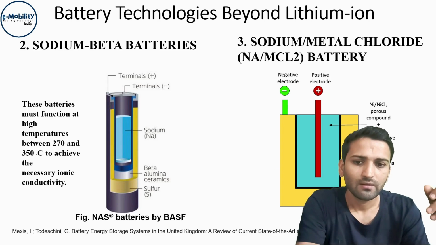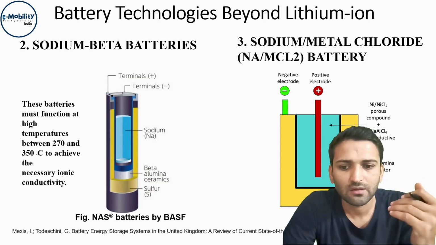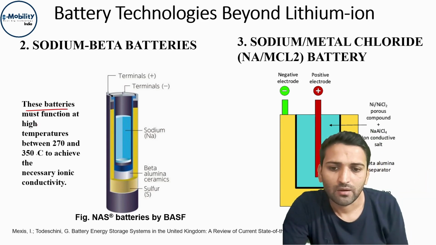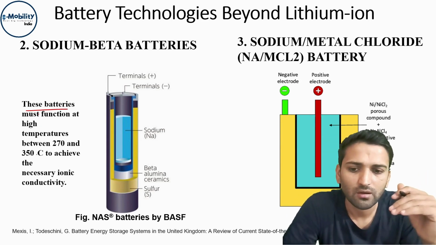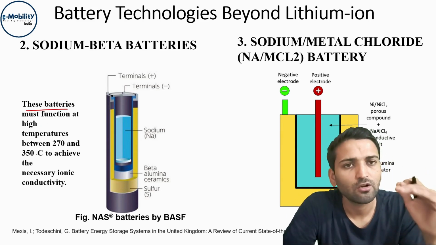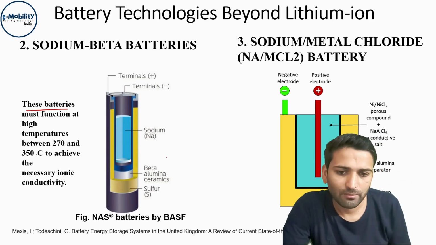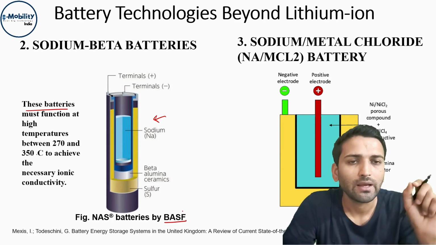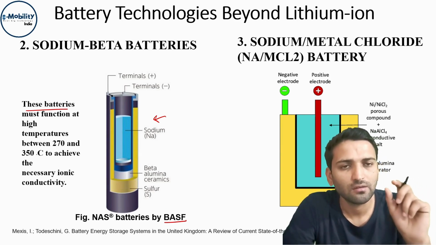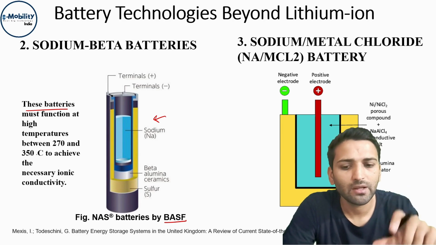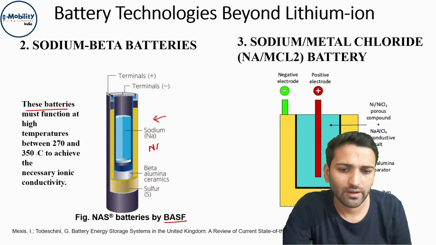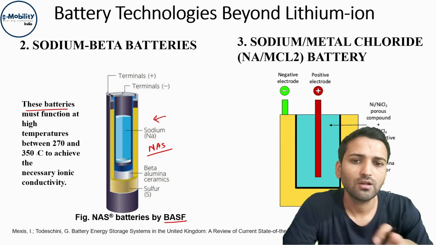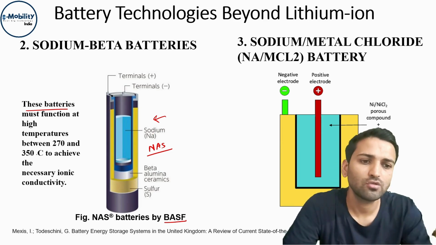Second, there are high temperature batteries, or sodium beta batteries. The good thing about these batteries is that they work at a high temperature. The battery in the diagram shown here is by a company known as BASF, and this company has registered the sodium beta battery under the name NAS. This battery is known as NAS. We are not going into the working of these batteries, but you should know that these are some batteries which will be used in future.